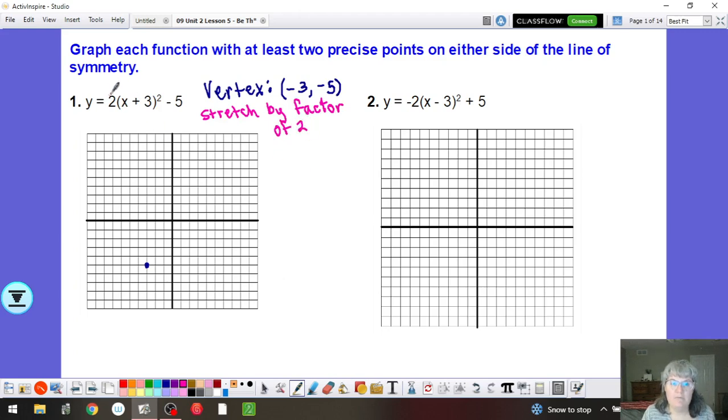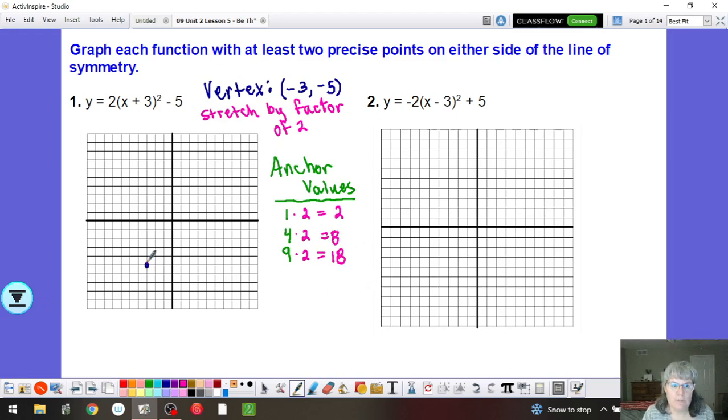And because it's positive, it will open up. Now, we need to recall our anchor values, which are 1, 4, and 9. But because we have the stretch of 2, we need to multiply each of those anchor values by 2. So we'll be using 2, 8, and 18 for our anchor values.